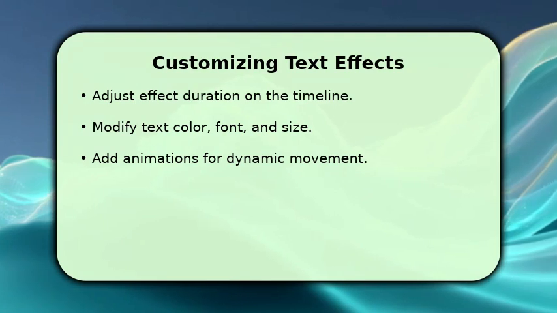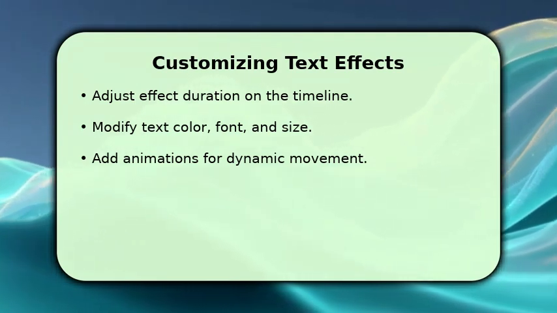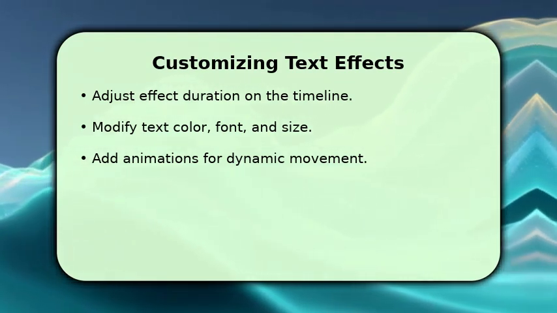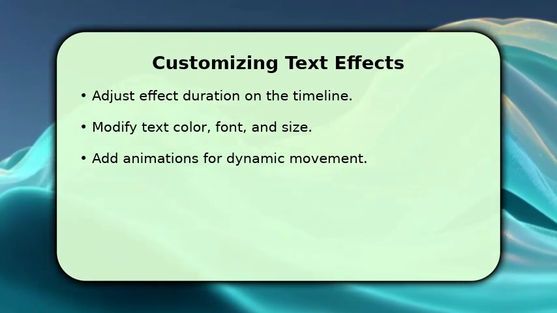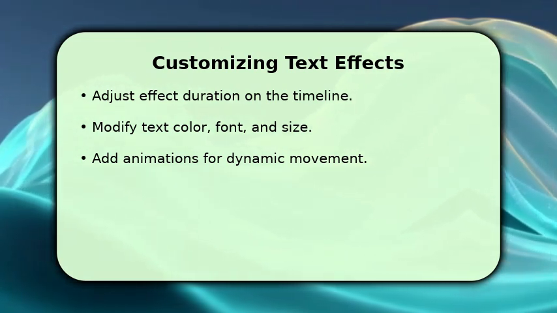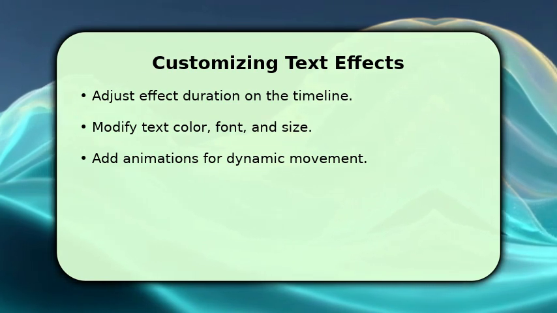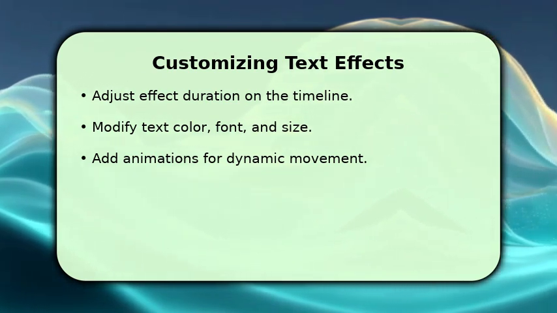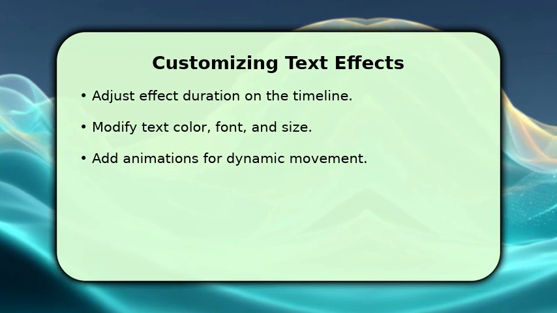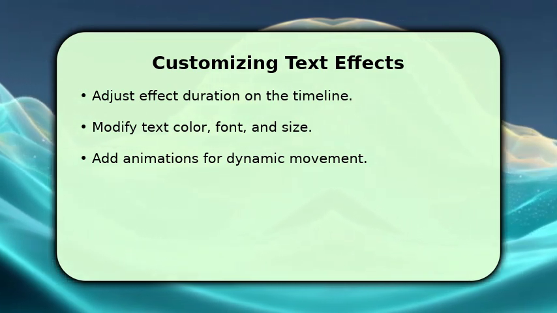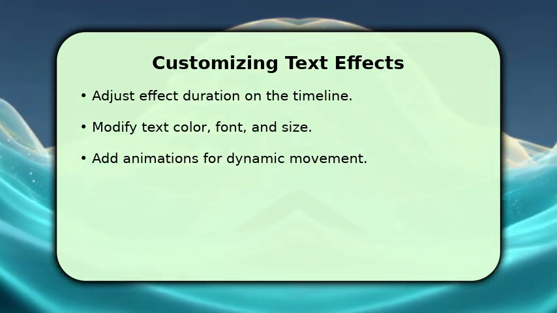After applying an effect, you can customize it further. Drag the ends of the text clip on the timeline to adjust its duration. You can also change the text's color, font style, and size using the available options. For an extra touch, explore the Animation tab to make your text appear, move, and disappear dynamically.